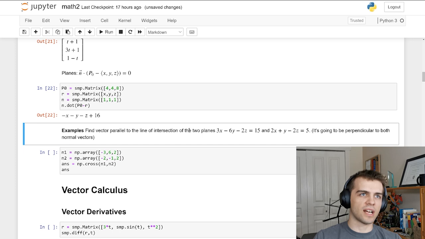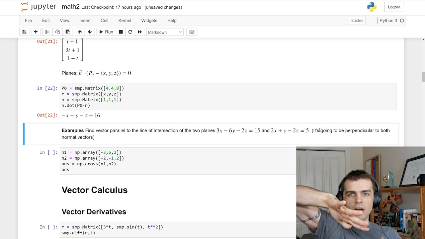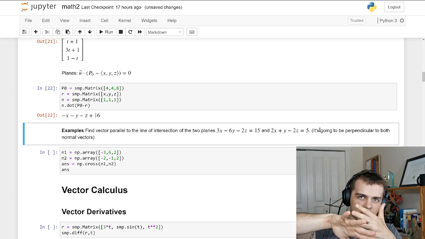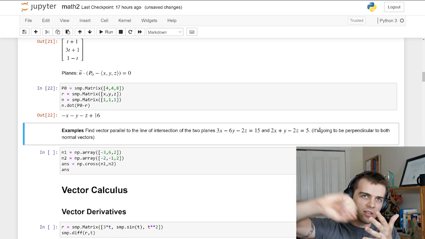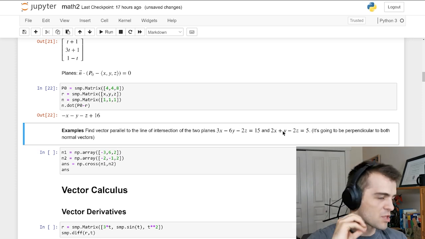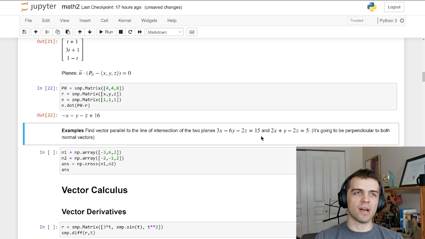Find the vector parallel to the line of intersection of two planes. You have plane one, you have plane two. The planes are going to intersect. You can sort of imagine that geometrically. And there's going to be a line along that intersection. And of course, the line along the intersection is perpendicular to both normal vectors. Again, this is more specific to the type of stuff you do in second year math.